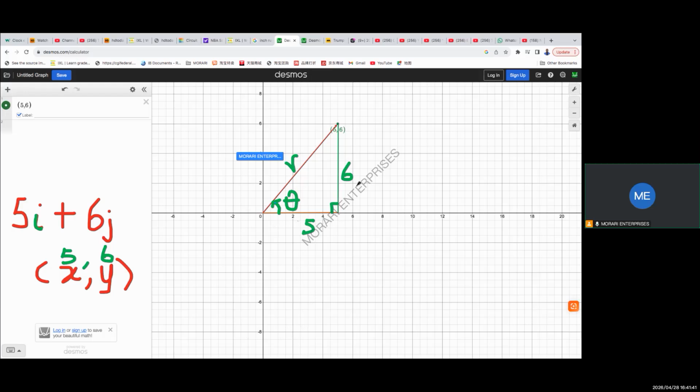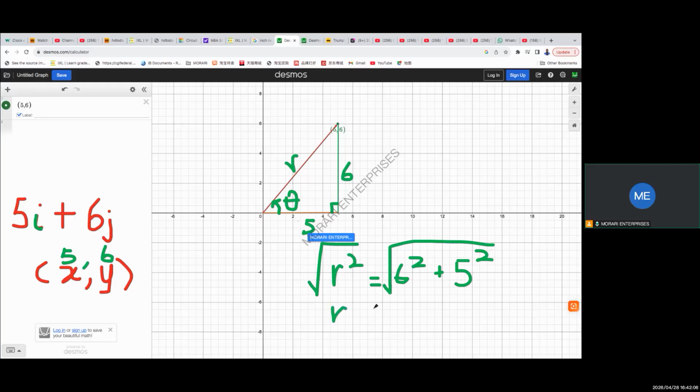Now that you have a right angle triangle, what do you use to calculate your r? The Pythagorean theorem, which states that what? r squared should be the same as what? 6 squared plus what? 5 squared. Then from here, to get r, you have to find what? The square root of both sides. Then r will be the square root of 36 plus 25. Now we have a calculator here. We can just use that. You can say square root, SQRT.